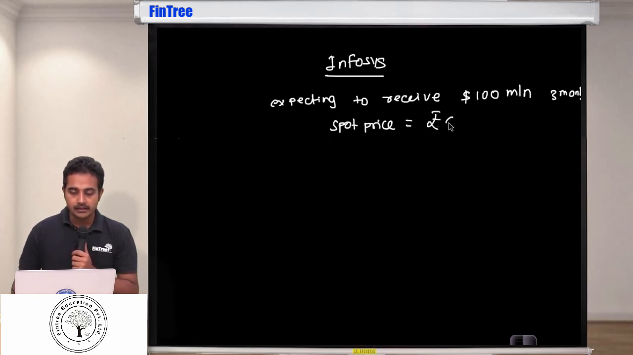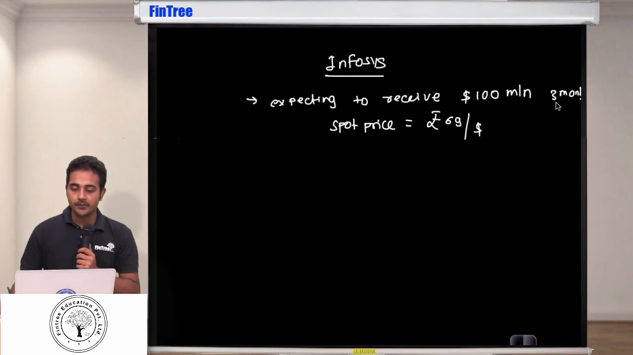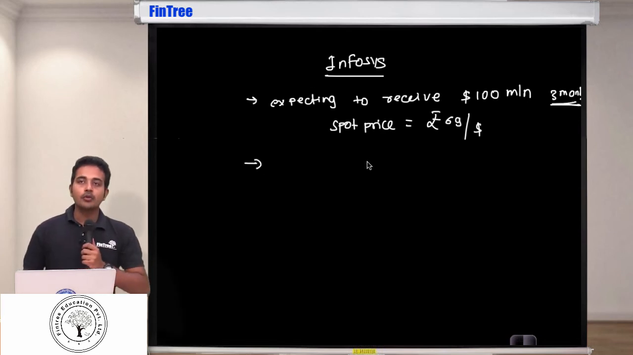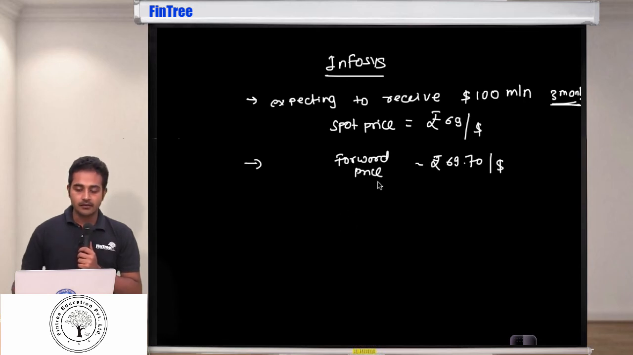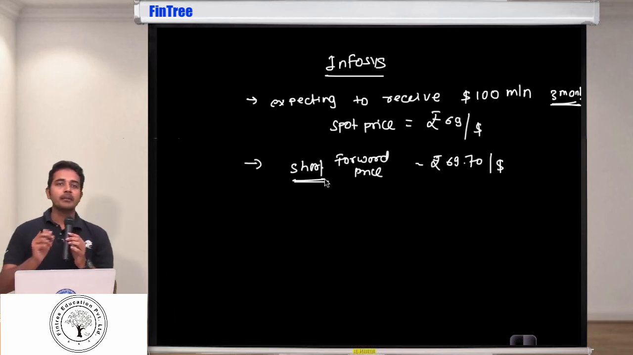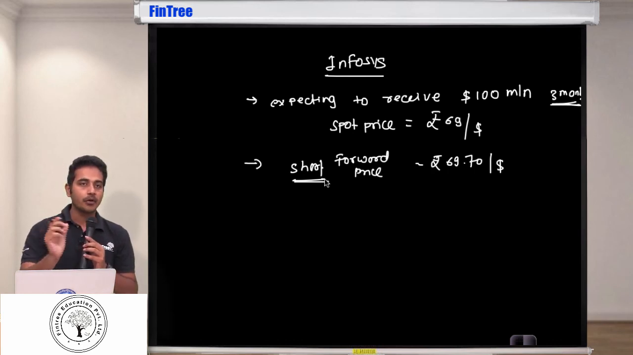The spot price today is rupees 69 for a dollar, which means if they had an opportunity to convert dollars into rupees today, for every dollar they will receive 69. But they are not going to do it today, they are going to do it 3 months from now. So they go to the dealer and ask what is the forward price? The dealer quotes them a forward price of 69.70 for a dollar. Infosys says, fine, we would like to take a short position on this forward. A short position on the forward means we are entering into a contract that we are going to sell our dollars at the price of 69.70, no matter what. We have agreed to this price.